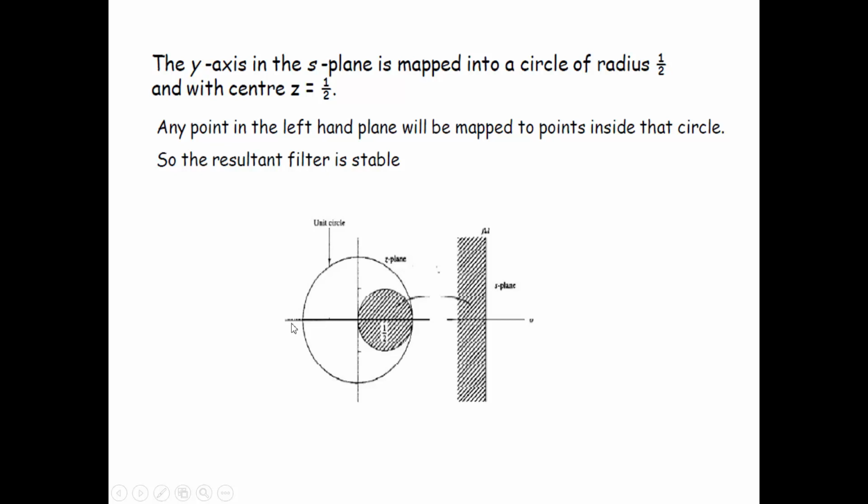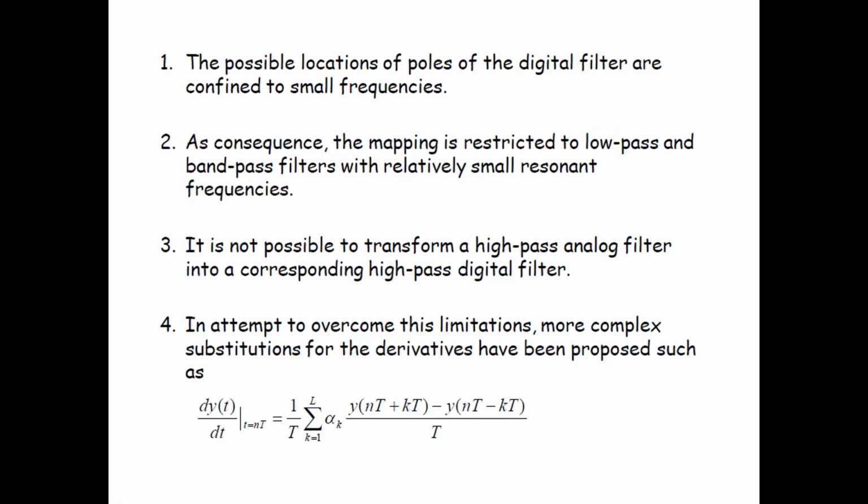Because in the z plane, the x-axis is the real part of z and the y-axis is the imaginary part of z, at z equal to half will be the center of this circle, and the radius of this circle will be half. So all the points in the left half of the S plane will be mapped onto this circle. Any point in the left half plane will be mapped to points inside that circle, so the resultant filter is stable.